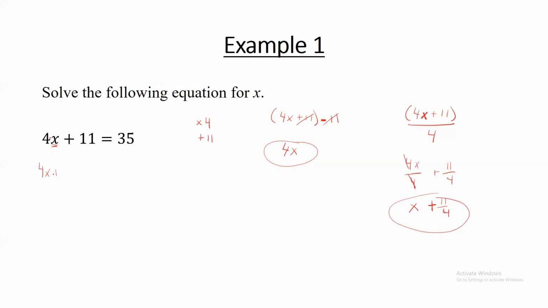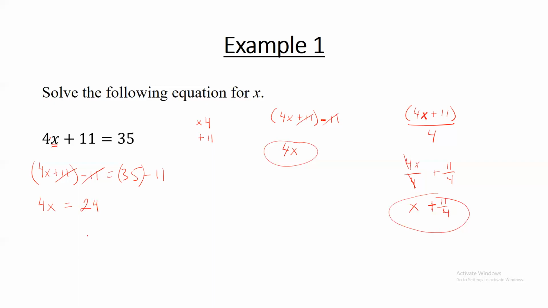So 4x plus 11 is what we have. We're going to subtract 11. Of course, that means that we should subtract 11 from 35, right? That was the right side of the expression. As we said earlier, cancel the plus and minus 11. And 35 minus 11 is 24.